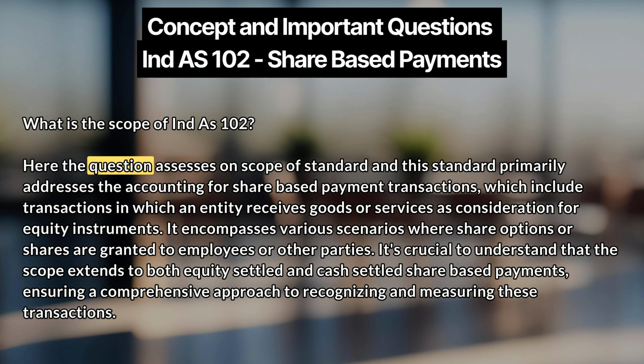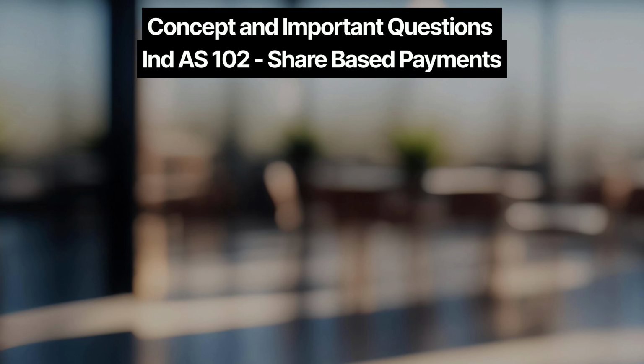What is the scope of Ind AS 102? Here, the question assesses the scope of the standard, and this standard primarily addresses the accounting for share-based payment transactions, which include transactions in which an entity receives goods or services as consideration for equity instruments. It encompasses various scenarios where share options or shares are granted to employees or other parties. It's crucial to understand that the scope extends to both equity-settled and cash-settled share-based payments, ensuring a comprehensive approach to recognizing and measuring these transactions.